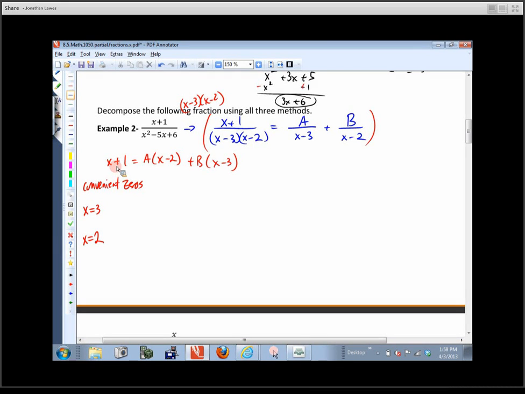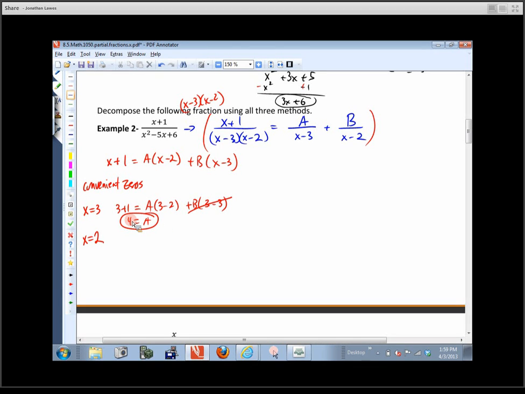So watch what happens when I plug in a 3. I get 3 plus 1. I get A times 3 minus 2. And I get B times 3 minus 3. Oh my gosh! It works. What happens here? It turns into a 0. Do you see why we call this a convenient zero? Not only by choosing x the right way did I get rid of the variable x and make it a number, I get rid of the B also. B gets multiplied by 0, that's completely gone, right? So this is 4 equals A.